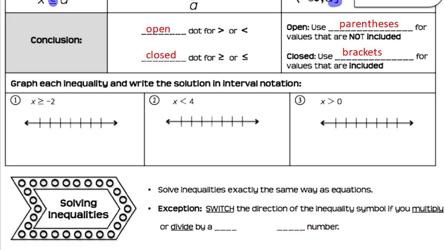So I'm going to label my number line here. Let's go negative 2, negative 1, 0, 1, 2. So at negative 2, I'm going to put a closed dot. And then I'm going to indicate that the solution is all the numbers greater than negative 2. So I'm going to draw an arrow to the right to indicate that. So that would be the graph notation.